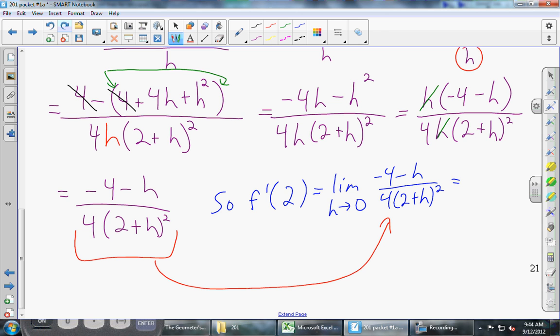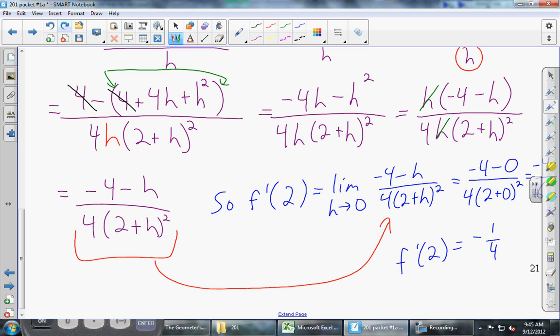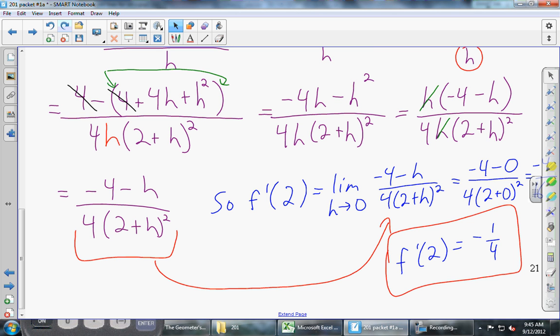Okay, so we plug in h equals 0, -4. I mean, you don't need to write the zeros, but I will just to really show that we are plugging in h equals 0. 2 plus 0 squared. Upstairs, what do we get? -4 over 4 times 2 squared, 16. F prime of 2 is -1/4.